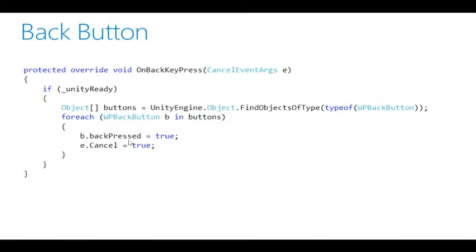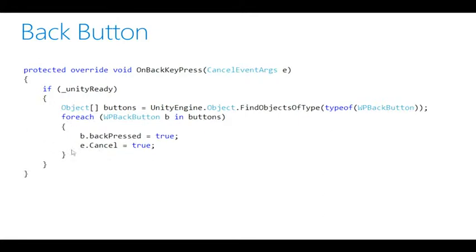We're just setting that state variable on that specific component that sits there, and that'll get cleared the next time Unity runs. And then what's necessary for Windows Phone is you have to mark that you're canceling this back key press. If you don't, the app is going to exit. So you just have to mark that.